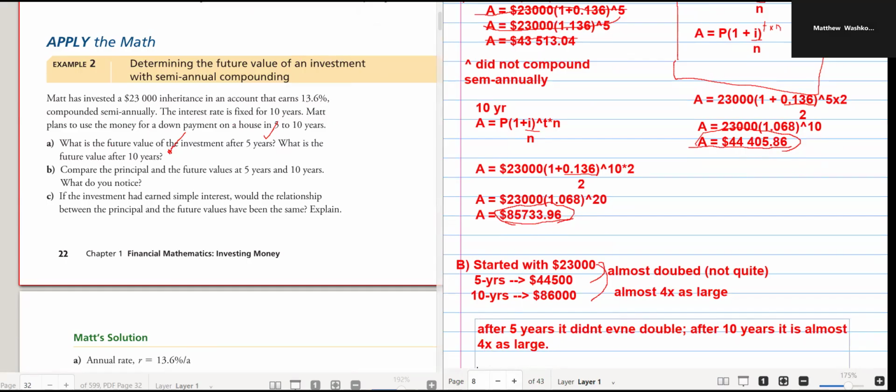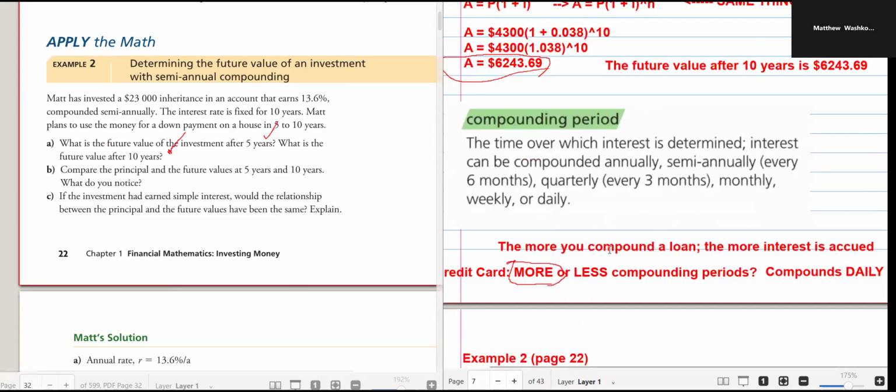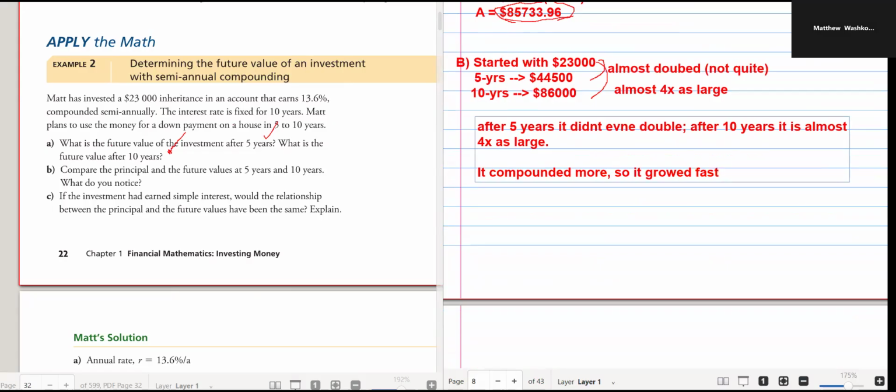Basically speaking here, guys, generally speaking, again, the first thing I even talked about: the more you compound a loan, the more interest is accrued. It compounded more, so it grew faster and larger every year, right? The more it's invested, the more it's compounded, the longer the loan, the more interest it is.